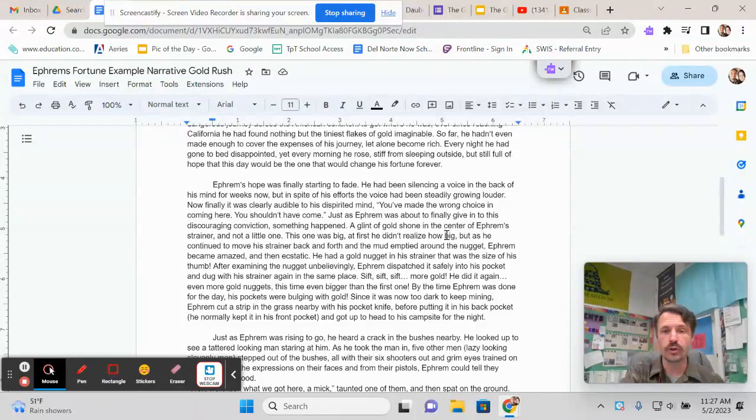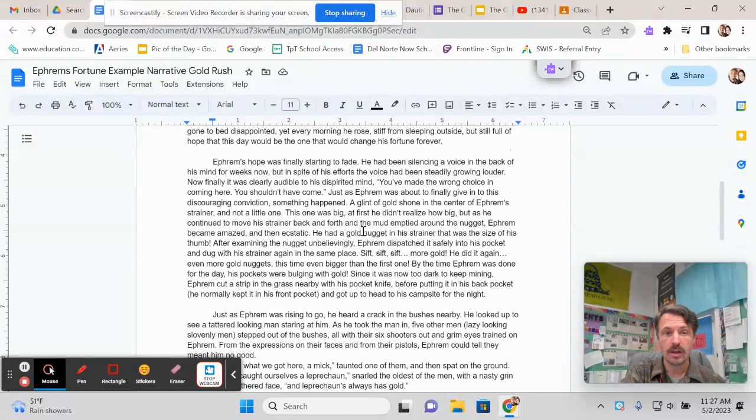A glint of gold shone in the center of Ephrem's strainer, and not a little one. This one was big. At first he didn't realize how big, but as he continued to move his strainer back and forth and the mud emptied around the nugget, Ephrem became amazed and then ecstatic. He had a gold nugget in his strainer that was the size of his thumb. After examining the nugget unbelievingly, Ephrem dispatched it safely into his pocket and dug with his strainer again in the same place. Sift, sift, sift.